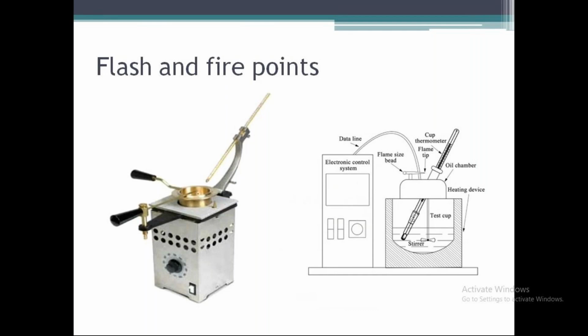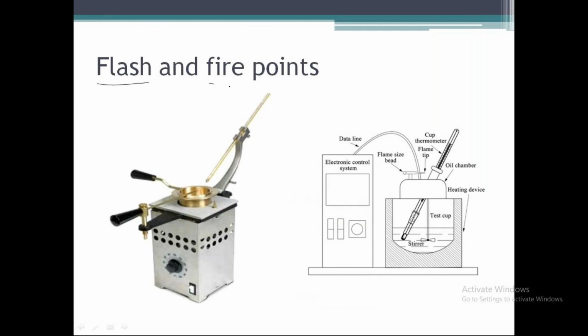So we will be frequently giving a spark, or fire, and checking whether a flash is coming or not. When the temperature reaches the flash point, there will be a small spark or fire, and it will just diminish. That is known as the flash point. When you once see a flash of light or a flame, then you have found the flash point, meaning the temperature at which you got that first flash.